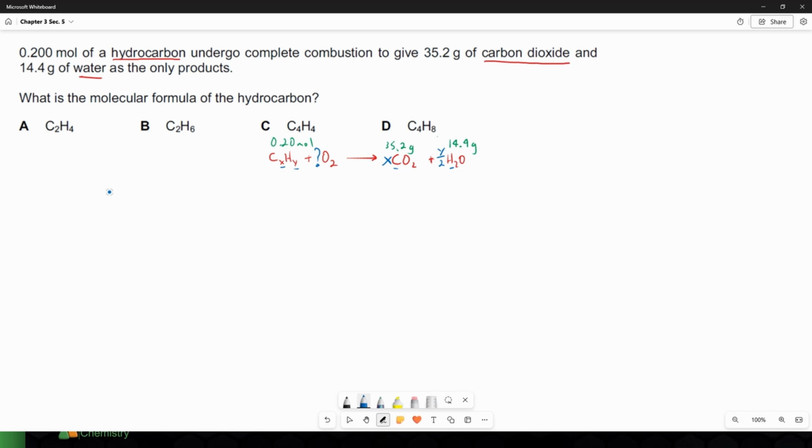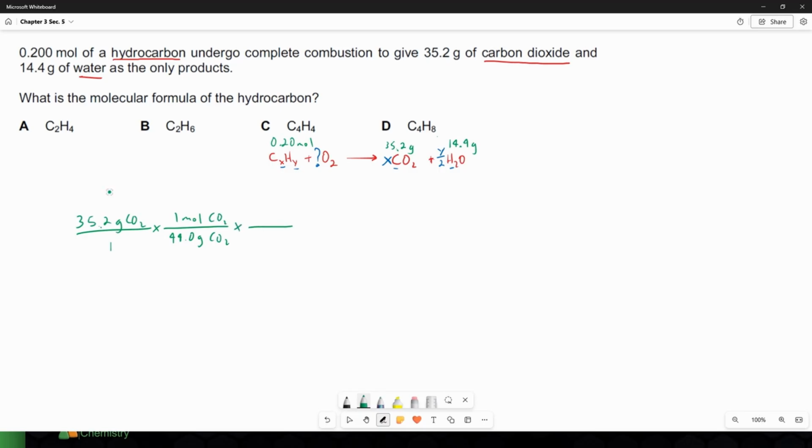So first of all, we know we have 35.2 grams of CO2. The first thing we always do when we're working with grams is convert this to moles to make it easier to work with. The molar mass of carbon dioxide is 44.0 grams of CO2 equals 1 mole of CO2.